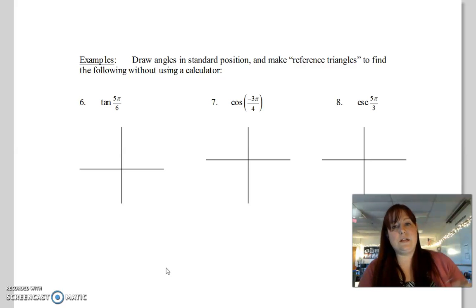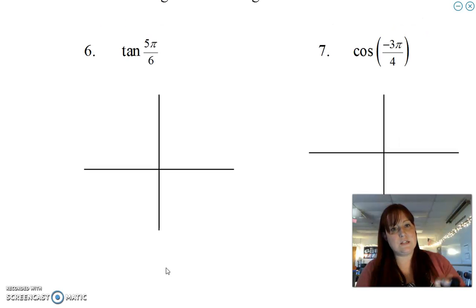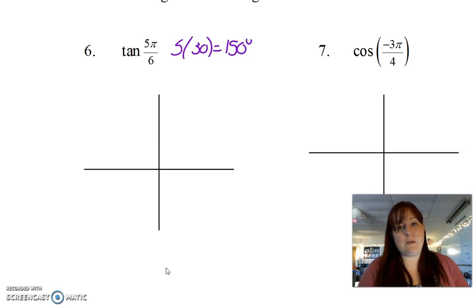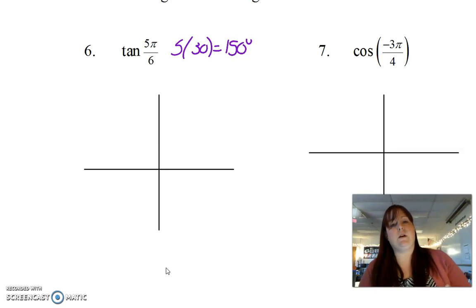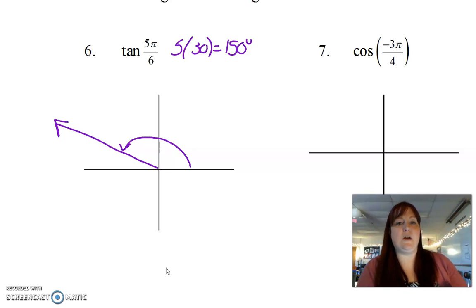We're going to draw an angle in standard position and make reference triangles to find these without a calculator. Okay, so the tangent of 5 pi over 6. So again, 5 pi over 6 is the same as 5 times 30, which is 150. Okay, so that's one way to think about it, because sometimes it's easier to think about them in terms of degrees. Or we can think about, well, 5 pi over 6 is almost 6 pi over 6, so it's almost a full pi. So it's not going to go quite all the way, but it's going to get close. So we're going to go right here. That would be 5 pi over 6, because it's like 1/6 of a pi away from a full pi.